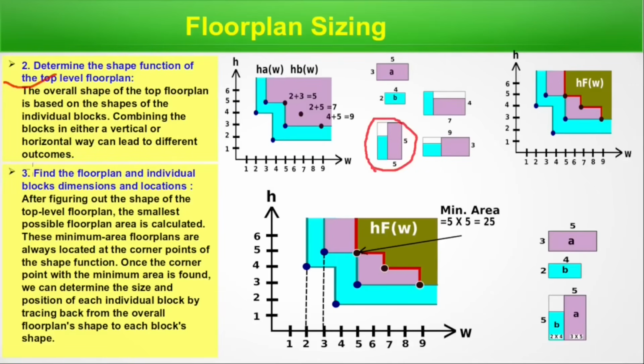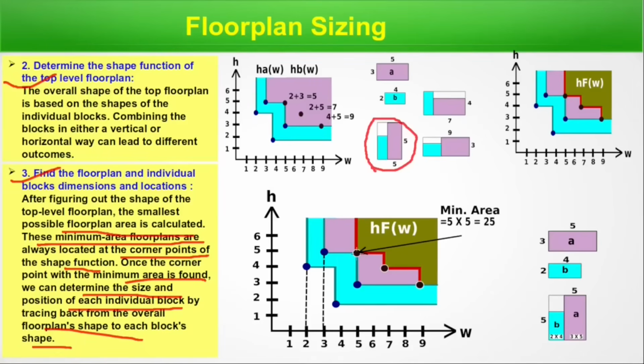Find the floor plan and individual block dimension and location. After figuring out the shape of the top level floor plan, the smallest possible floor plan area is calculated. These minimum area floor plans are always located at the corner points of the shape function. Once the corner point with minimum area is found, we can determine the size and position of each individual block by tracking back from the overall floor plan's shape to each block's shape.